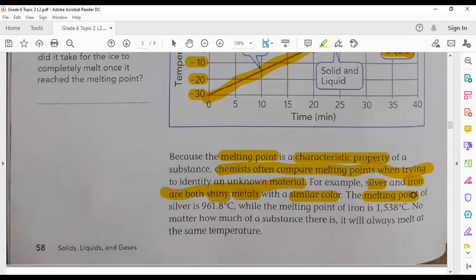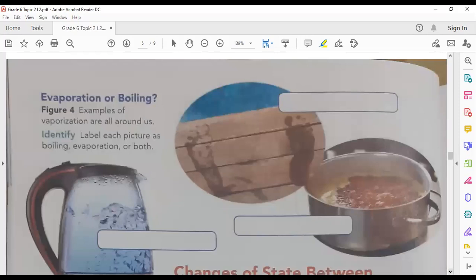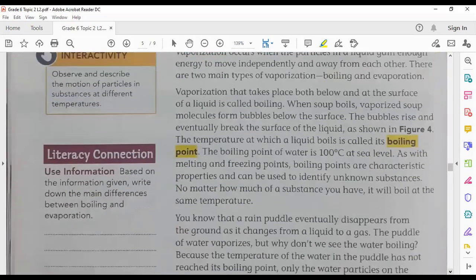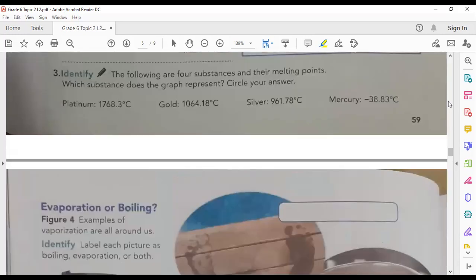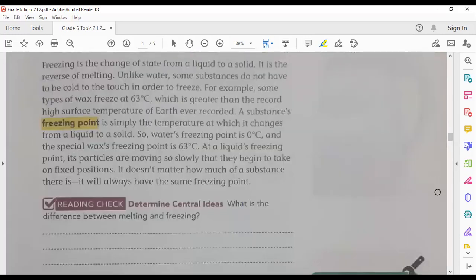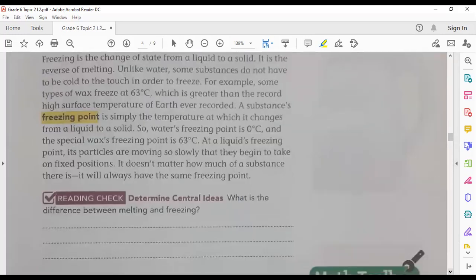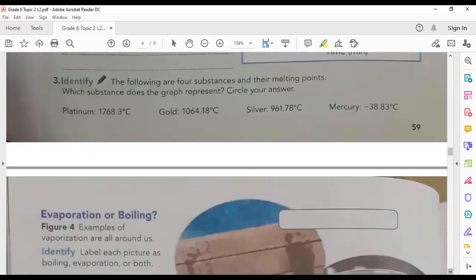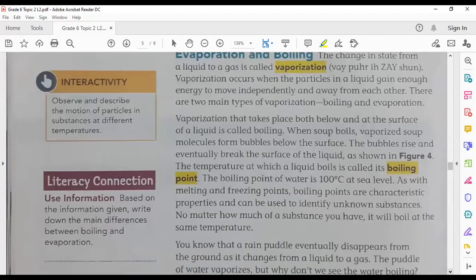Chemists use the laboratory. Suppose you have a piece of silver and a piece of iron. If you look at their physical properties, both of them are shiny, okay? And they have the same color. So how can I distinguish?